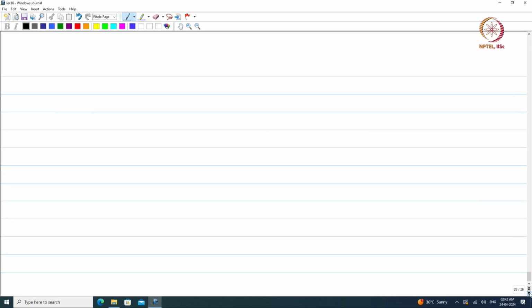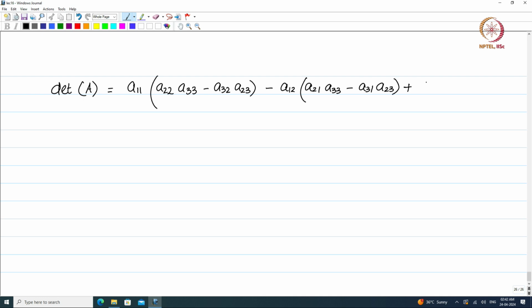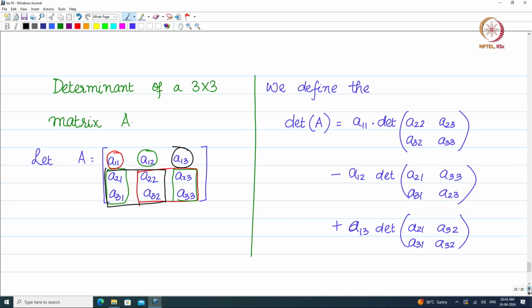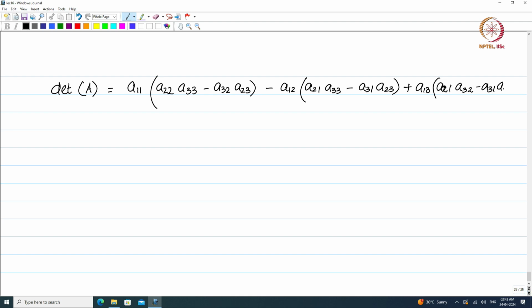So, the determinant of the matrix A is nothing but A11 into (A22 A33 minus A32 A23), minus A12 into (A21 A33 minus A31 A23), plus A13 into (A21 A32 minus A31 A22). So, this is what we call the determinant of A.